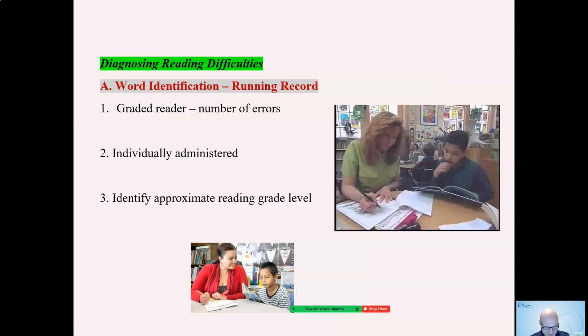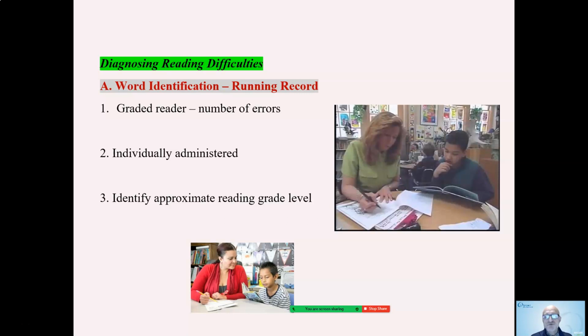All right, let's get down to diagnosing reading difficulties. First, just for basic word identification, the running record is the best thing. And keep it simple. The thing about a running record, of course, is this has to be done individually. You have a graded reader or a leveled reader, which simply says this is readable by students at the 2nd grade level or the 3rd grade level or 2nd year, 5th month.